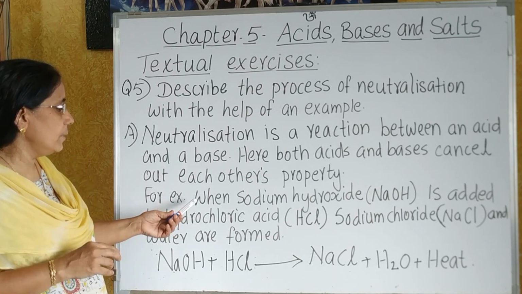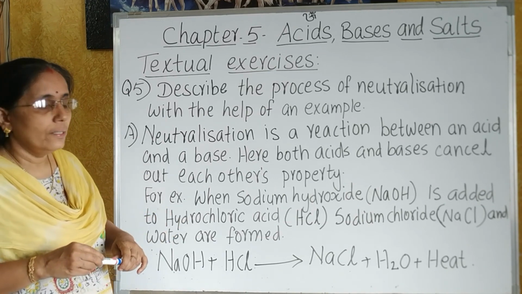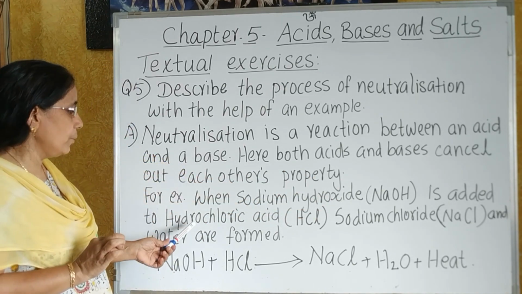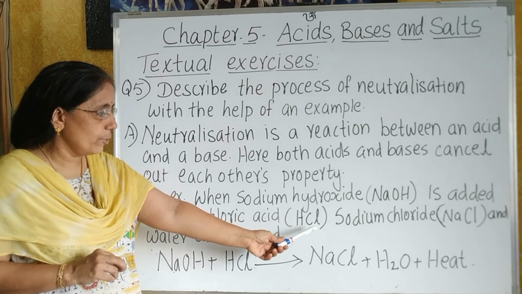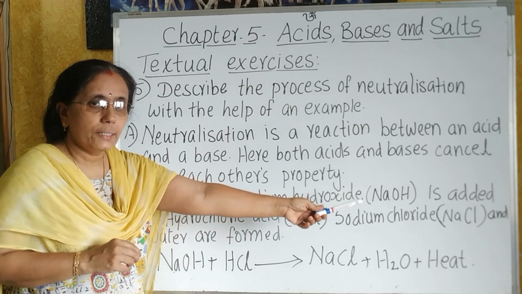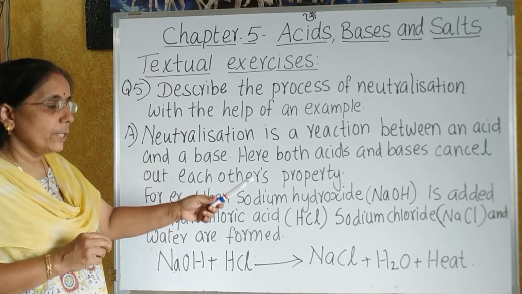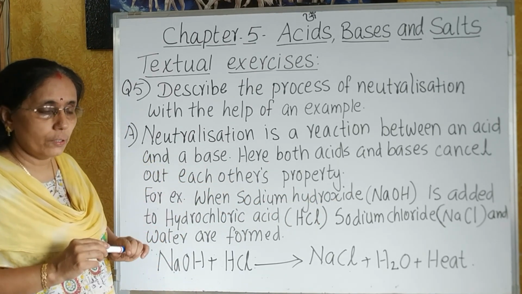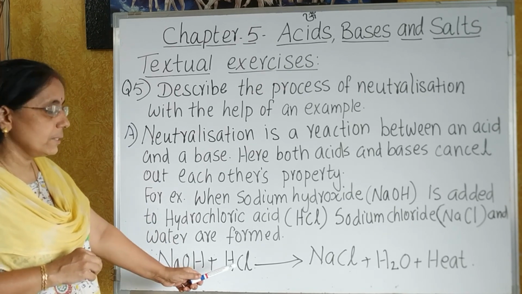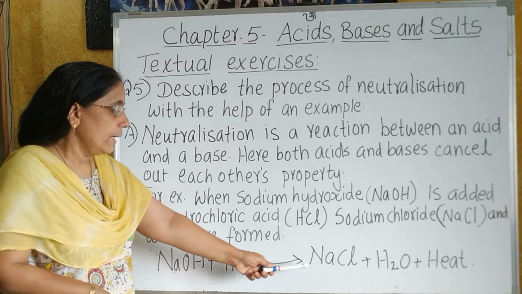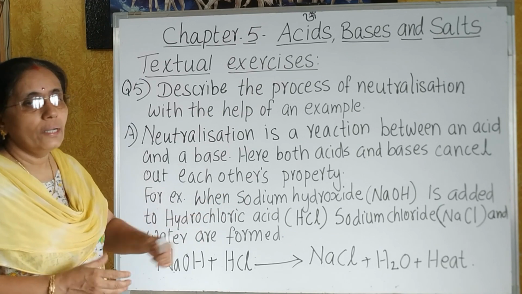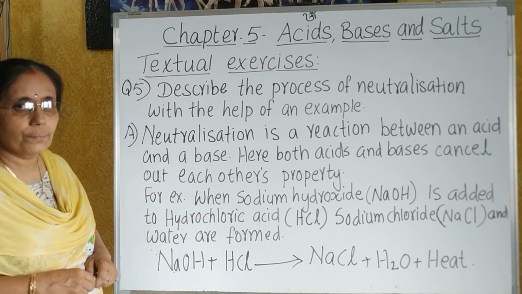Let us take one example. When sodium hydroxide, its chemical formula is NaOH, is added to hydrochloric acid, that is chemical formula HCl, we get sodium chloride, NaCl, and water. Sodium chloride is a neutral salt. So this reaction can be represented as NaOH plus HCl gives NaCl plus H2O, and it is an exothermic reaction, so heat is also produced.